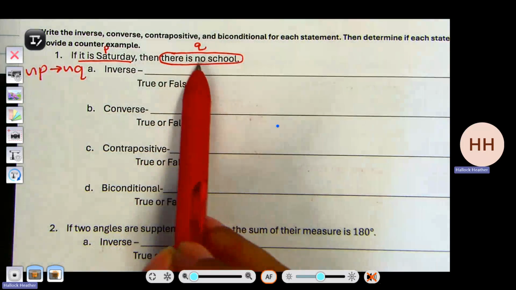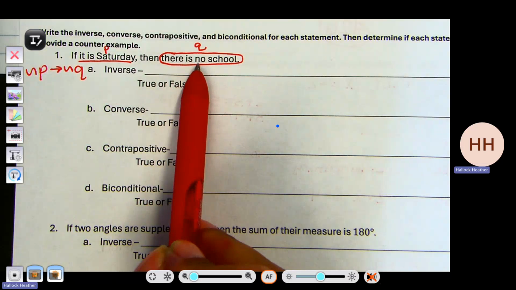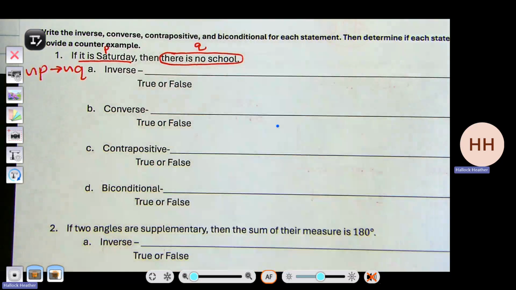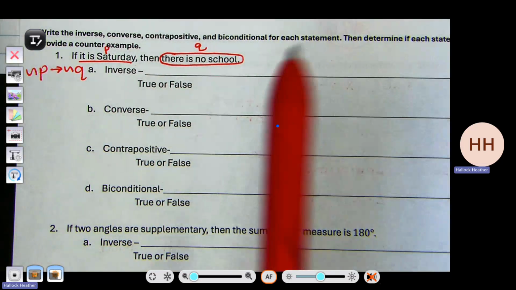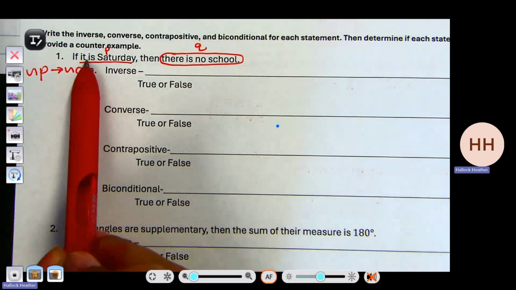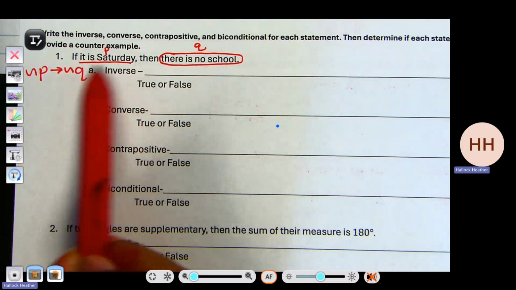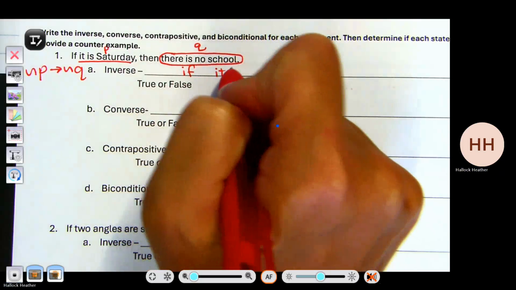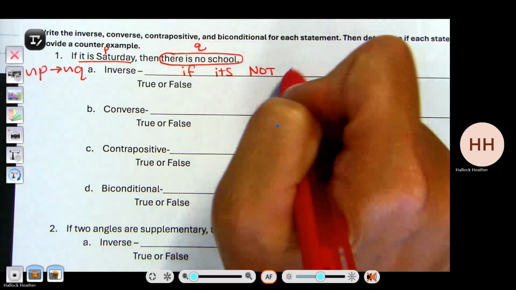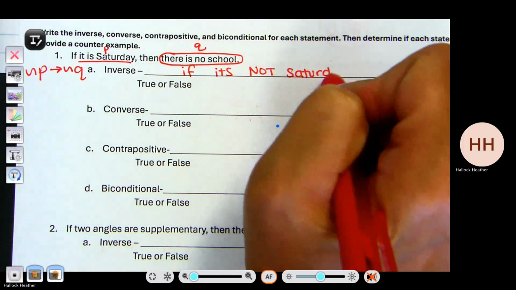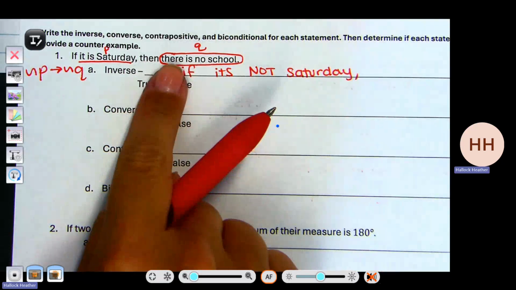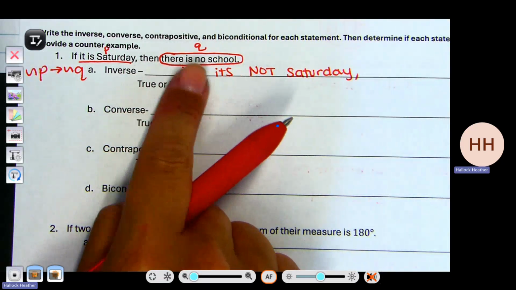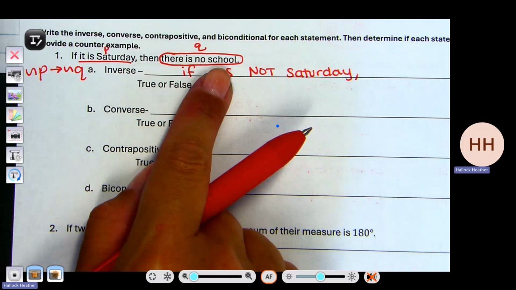Yes, because right here, this part, whenever you're not going to say there is not no school, because that doesn't make sense. So a double negative will just make there is school instead of no school. So if it is Saturday, how do I make this part negative? If it's not Saturday, and this is what she was talking about, like instead of saying there is not no school, your two negatives would just make it positive.